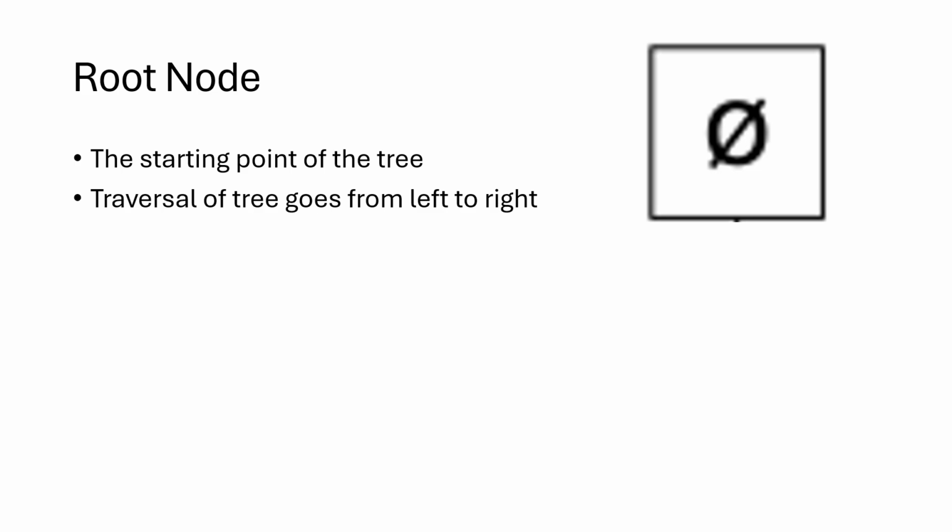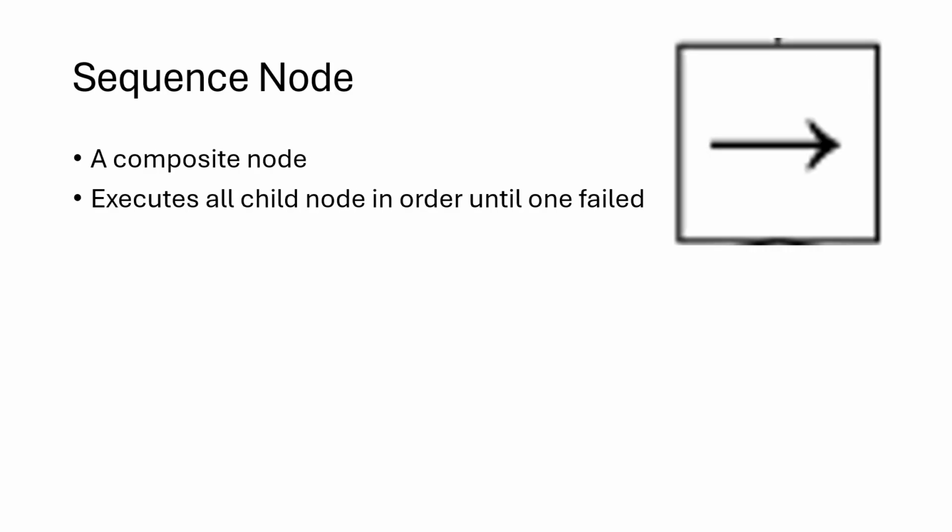It's not as if a decision tree where you ask a yes/no question and it transitions to left or right. But this always goes from left to right, and it will always go this way in all implementations of behavior trees that you can find on the market right now. Then we have this arrow in a square, which is a sequence node.